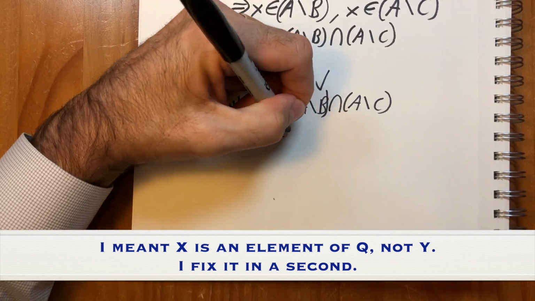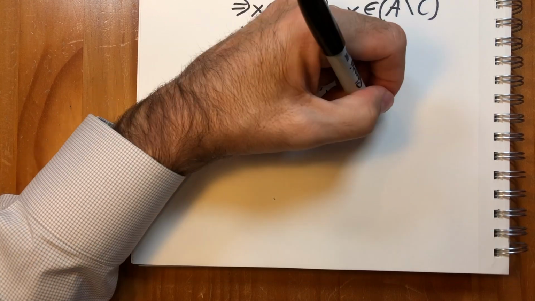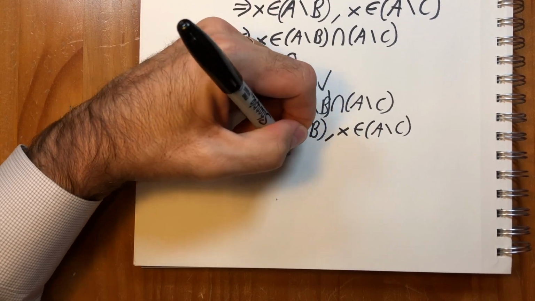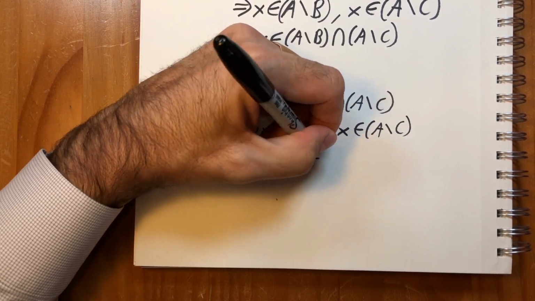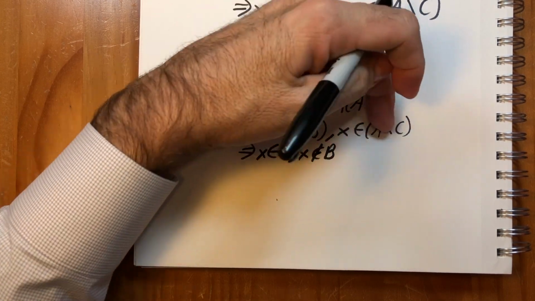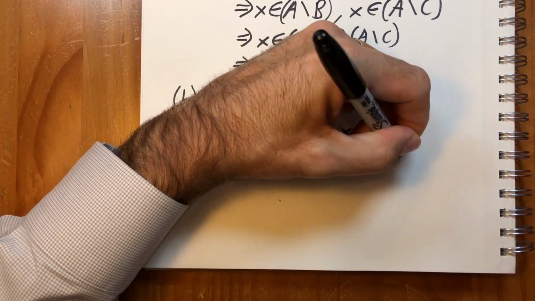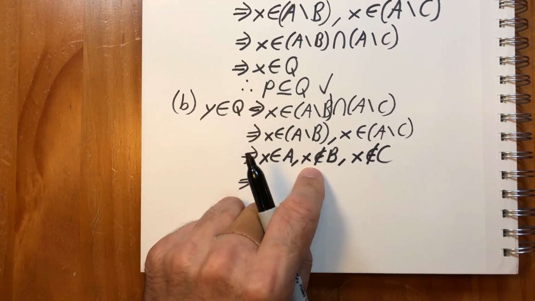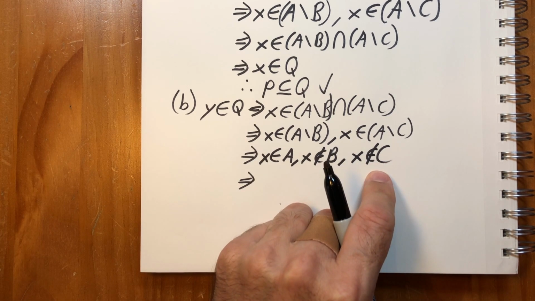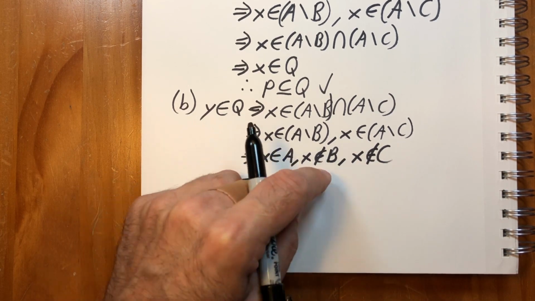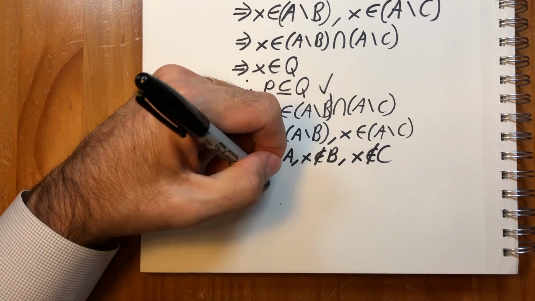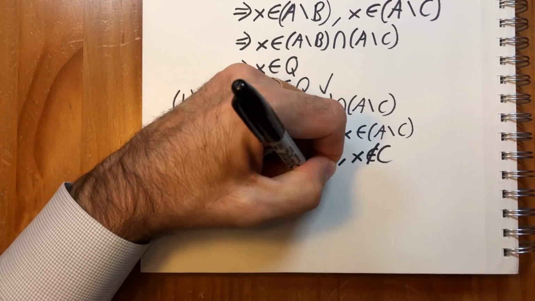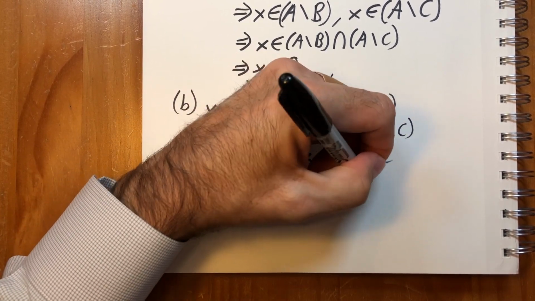So this means that X is an element of each one of these sets. This means that X is an element of A but not an element of B. Then again, X is an element of A but not an element of C. And then if X is not an element of B and it's not an element of C, then it's not an element of the union of B and C. So we have that X is an element of A, but X is not an element of B union C.